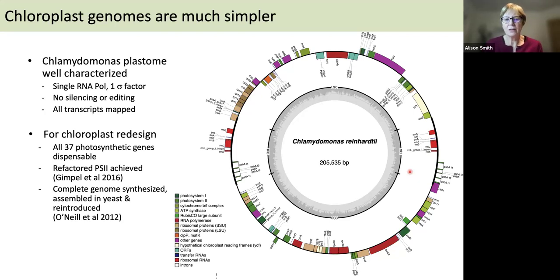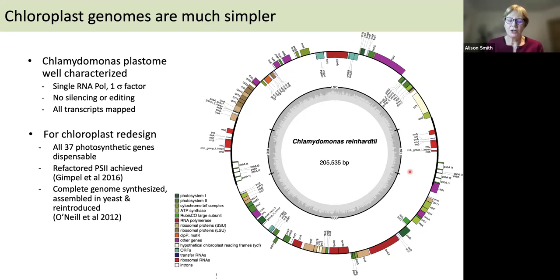Now, the Chlamydomonas plastome, or chloroplast genome, is extremely well characterized. There's a single RNA polymerase, whose 4 subunits are encoded by the genome itself, and there's one sigma factor, which is encoded by the nucleus. In higher plants, there are multiple RNA polymerases and sigma factors. So it's much simpler, this genome.